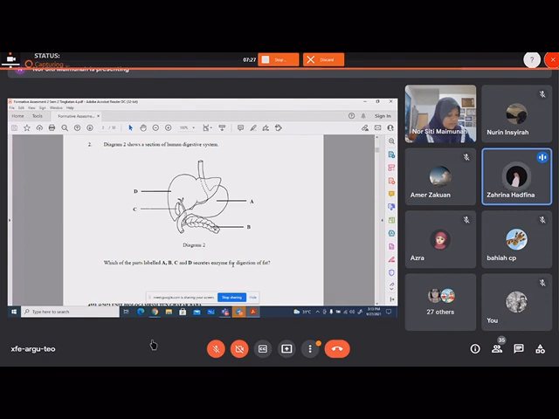Which of the parts labeled A, B, C and D secretes enzyme for digestion of fat? B. What is B? Pancreas. Okay, what's the name of the enzyme produced by pancreas that will digest fat? Pancreatic juice. Okay, that is the juice. The enzyme name? Name of the enzyme that will digest fats or lipids?